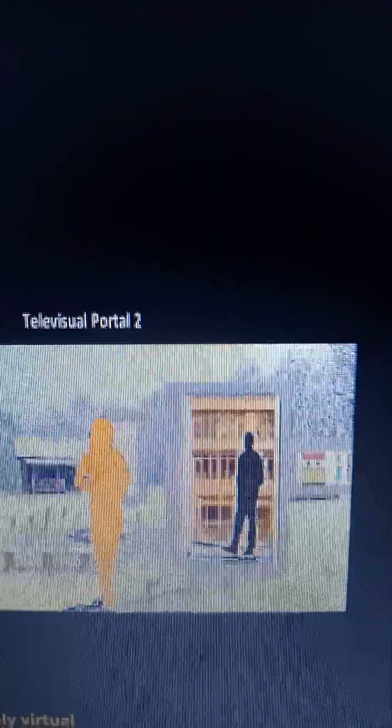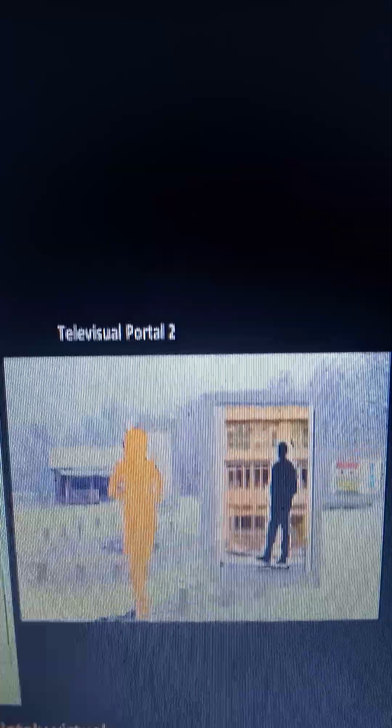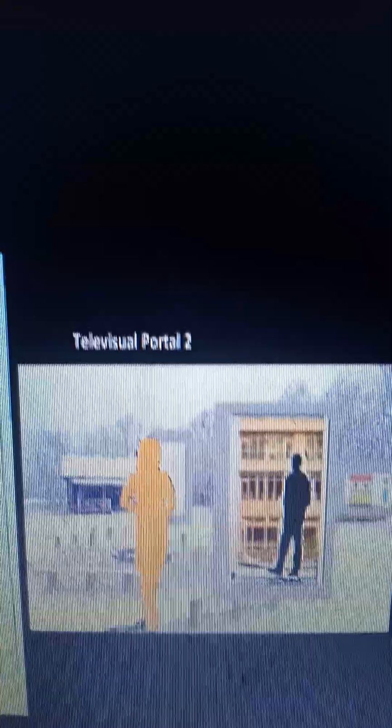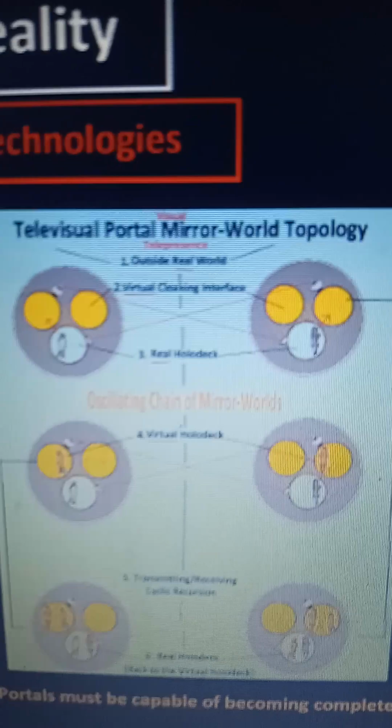It brings Bob over here in televisual portal 1 into Alice's holodeck over here in televisual portal 2. That's her virtual image. I just painted it yellow to represent light, virtual information. But she would appear just as real to him as he would appear to her in her environment and in her holodeck. And this is the mirror world topology.